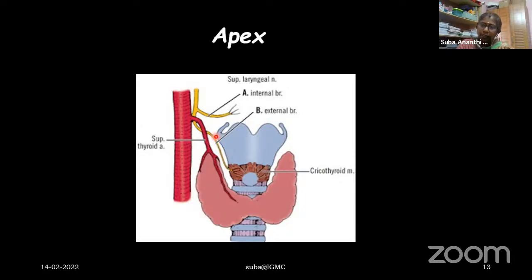And the internal laryngeal nerve, as the name implies, is internal. It pierces the thyroid membrane and enters the larynx. It's a pure sensory nerve, supplies the larynx up to the vocal cord. So the area above the vocal cord is supplied by the internal laryngeal nerve. So remember, three structures are related to the apex: superior thyroid artery, superior thyroid vein, and external laryngeal nerve.